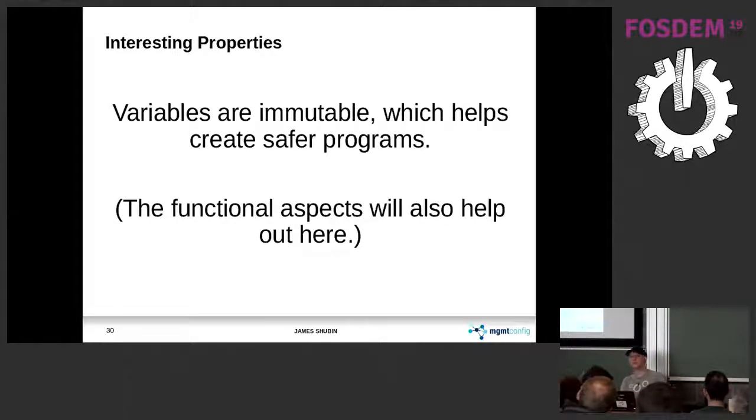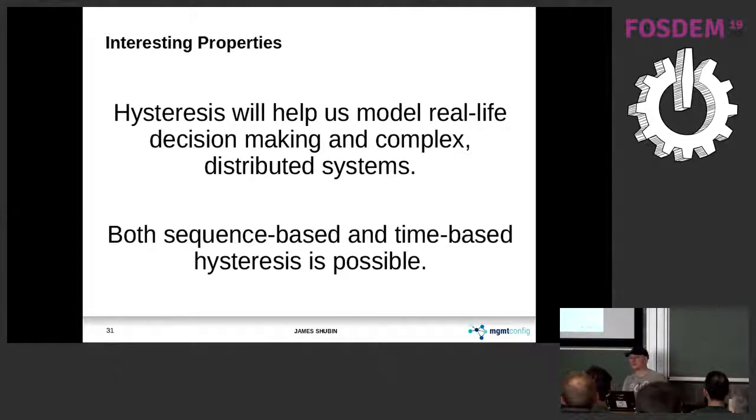Variables are immutable. So if you did something like x equals 5 and then x equals 6, this is a compile time error. So we stop all sorts of classes of bugs in the compiler before we even run code, to hopefully make things safer. Hysteresis I talked to you about. There's different kinds of hysteresis, and you can model these in the language because we have history about old values.